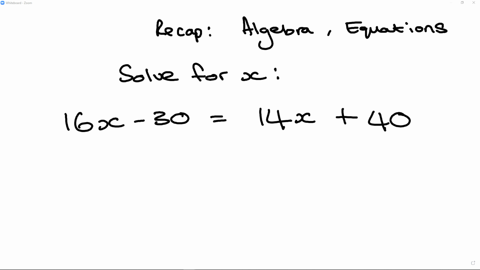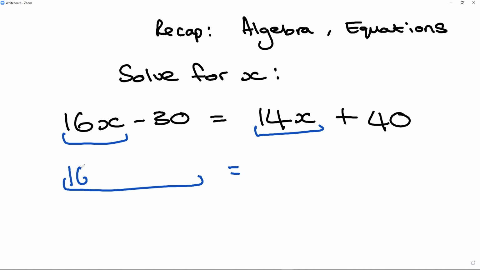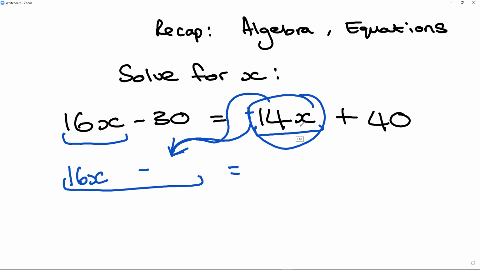So remember, when you have an equation, you got to bring all the x values onto one side. So let's say I take all the x values and bring them onto the left-hand side. The 16x is already there, so I can just rewrite it. But the 14x, when I change sides, I have to change the sign. If I have no sign in front, then that sign is a plus, and when I change it over, it becomes a minus. So when I change sides, I'm actually moving the entire 14x to the left-hand side.